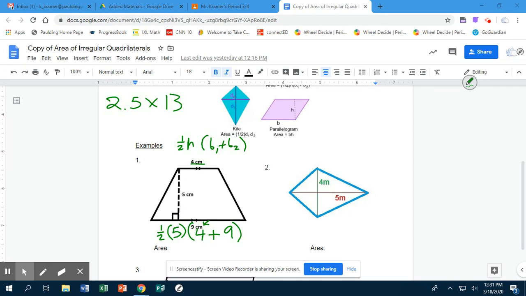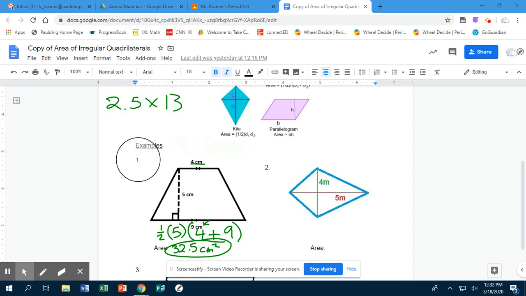And if you grab your handy dandy calculator or just get on your phone, you know that 13 times 2.5 is 32.5 centimeters squared. All you're doing for trapezoids, so half the height times base 1 plus base 2.